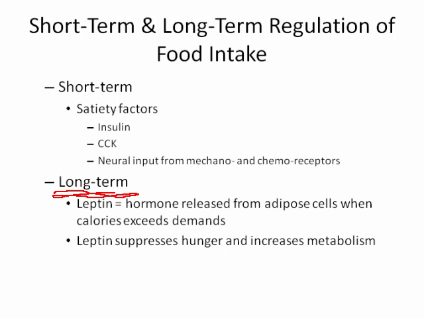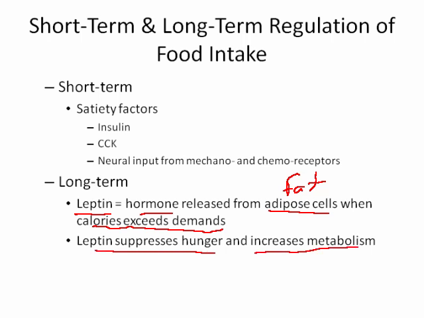Long-term, in terms of how much you are eating overall from day to day, the substance involved is leptin, which is a hormone that's released from adipose cells, that is fat cells, when calories exceed demand. So if a person is consuming more calories than they need, they're of course adding to the amount of fat that is deposited in these adipose cells, and this causes the release of leptin. And leptin is supposed to suppress hunger and increase metabolism. Now I say it's supposed to because obviously if it worked beautifully, none of us would ever gain weight.